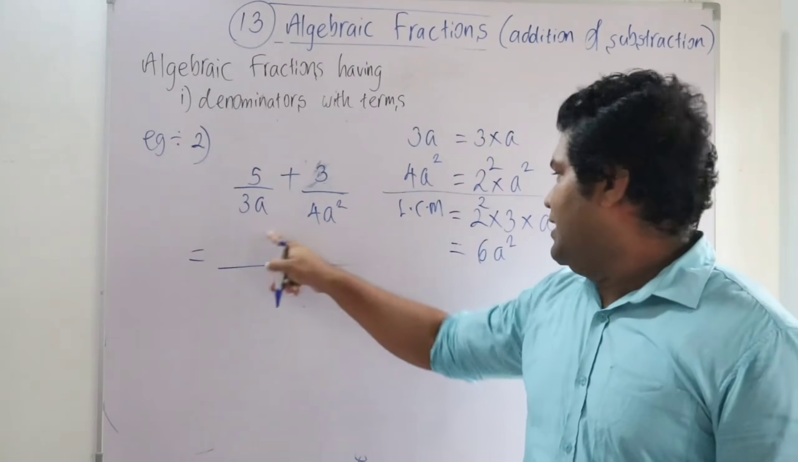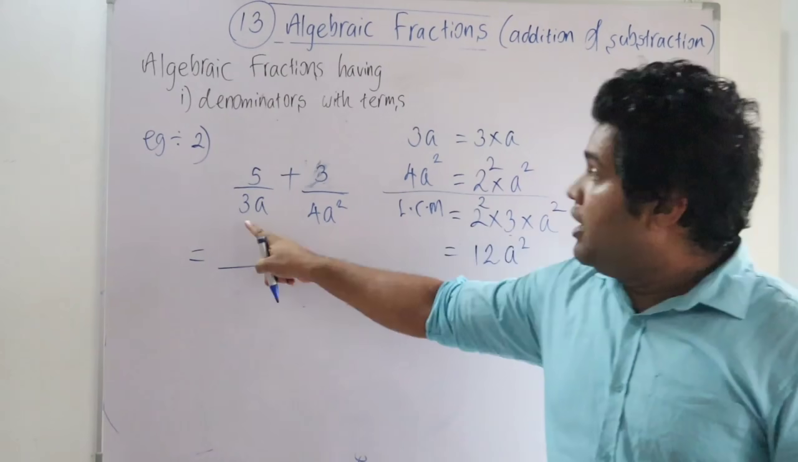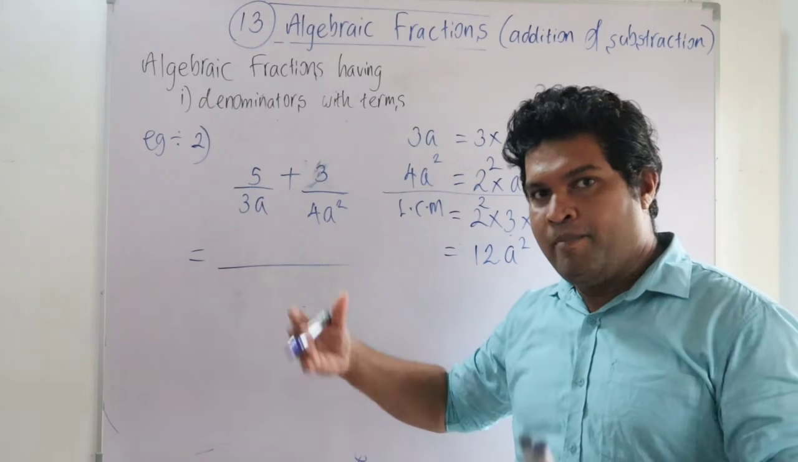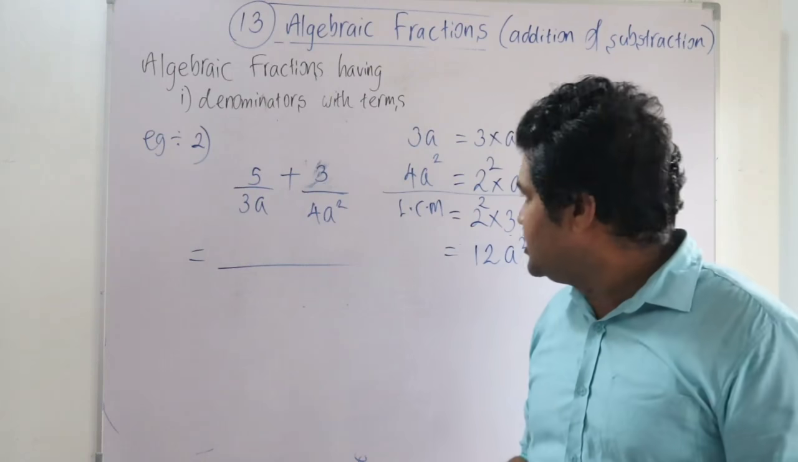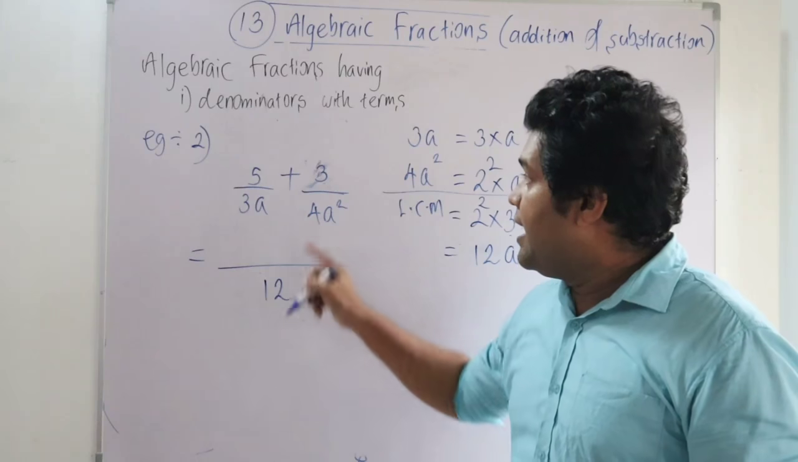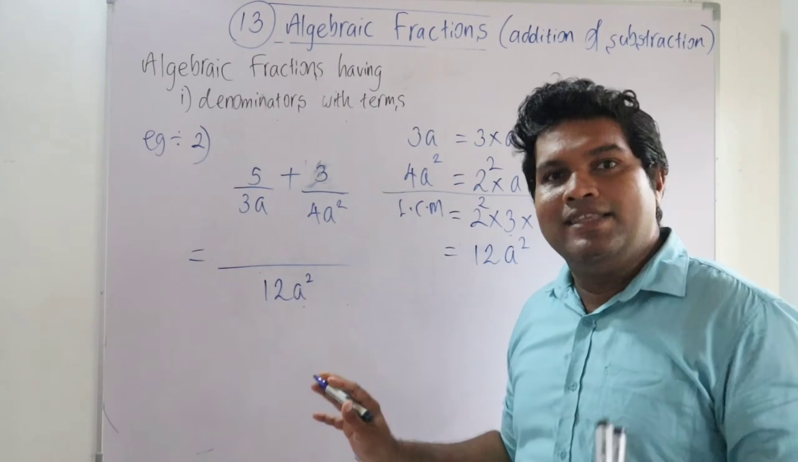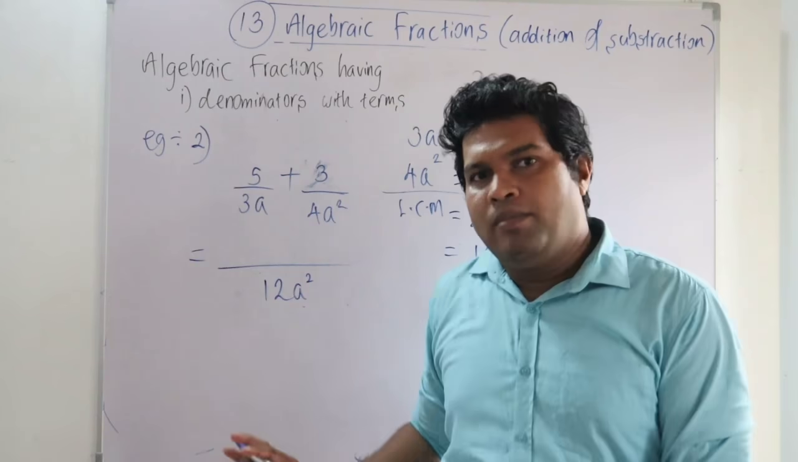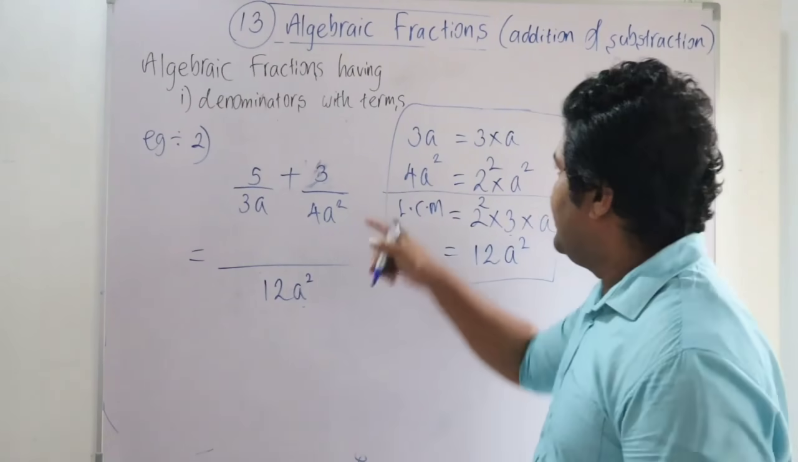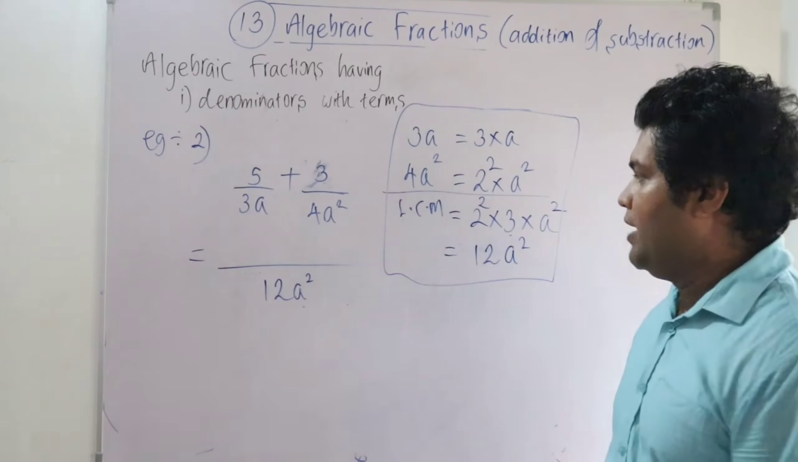Or otherwise, generally, by looking at the two denominators, according to your past knowledge, somebody can obtain the denominator like 3 times 4 is 12, a and a squared, a squared, like this. They are taking their denominators. It doesn't matter, not a problem, but generally, if we want to follow the LCM, that's why I introduced this LCM method, the 12a squared.